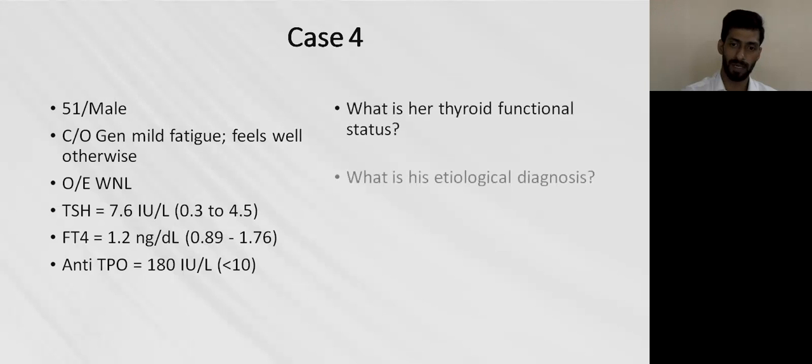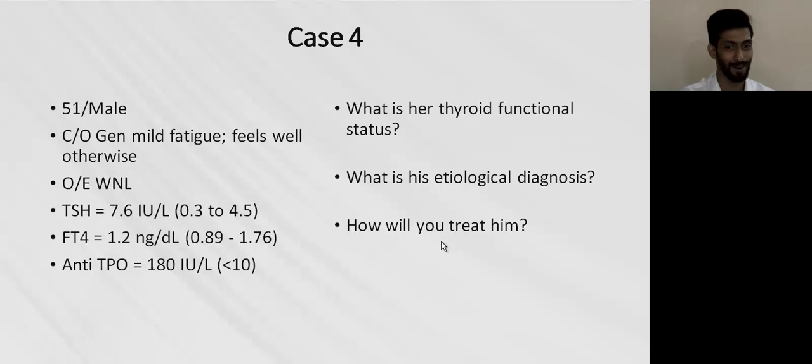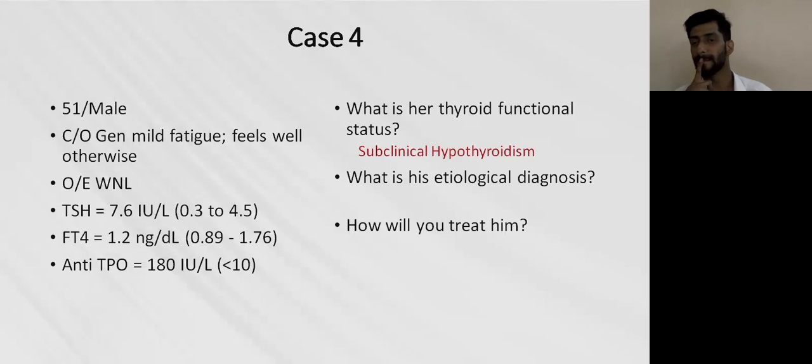So let's go through the same questions. What's his thyroid functional status, etiological diagnosis? How will you treat him? Yeah, you already know the diagnosis. So here, the biochemical diagnosis is subclinical hypothyroidism. Why? No, let's not have combined answers. Don't deprive a postgraduate the opportunity to learn by answering. Yeah. So you have an elevated TSH with a normal free thyroxine concentration, subclinical hypothyroidism.